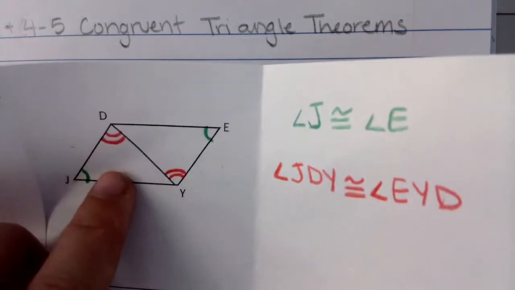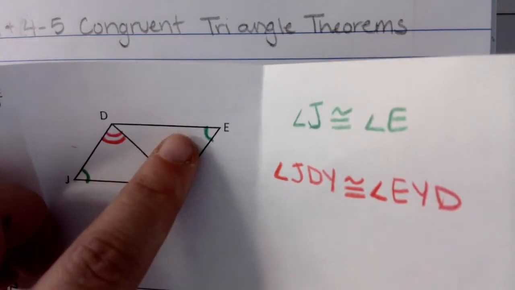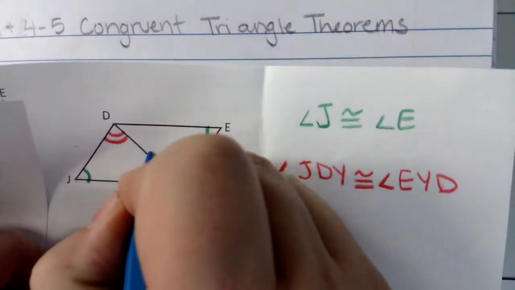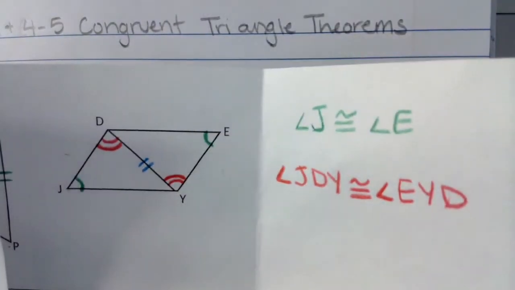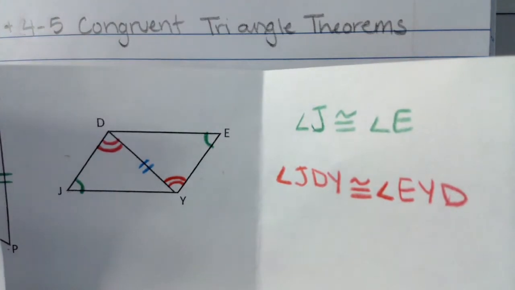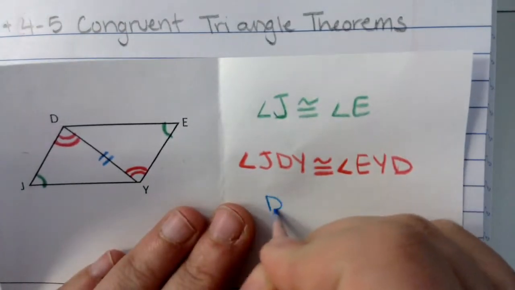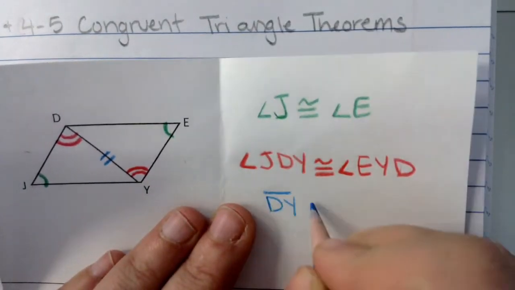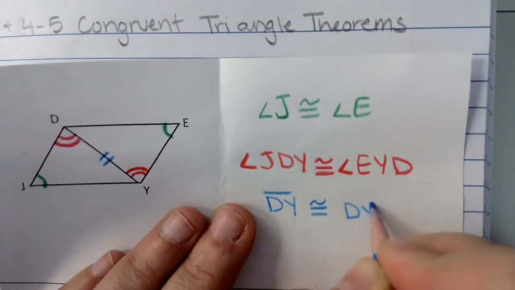For some reason I like to do 2 tick marks when there's the one in the middle. Always it looks silly to me. You could do 1 tick mark or you could do 5 tick marks. It doesn't matter. So we're going to say that DY is congruent to DY, because if I pulled those triangles apart, if I took these two and I separated them, that DY did match, so we know that that length is going to be the same, which means that they are congruent.